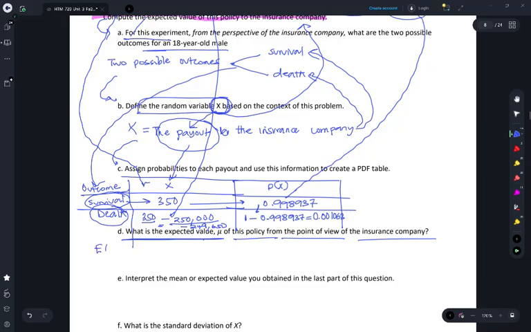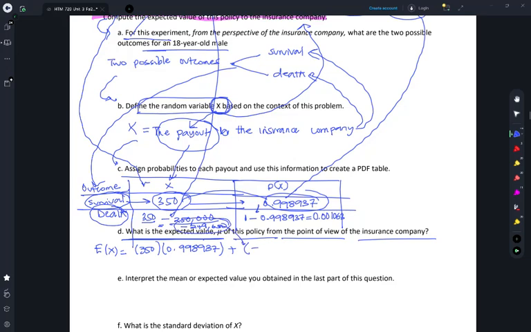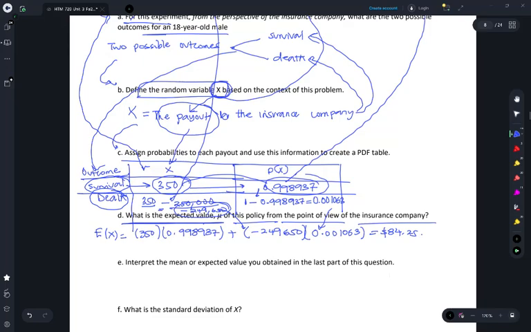So what is the expected value of this policy from the point of view of the insurance company? Well, the expected value will be each value multiplied by its probability. So you have 350 multiplied by 0.998937 plus the next value, negative 249,650, multiplied by 0.001063, and that will give about $84.25.